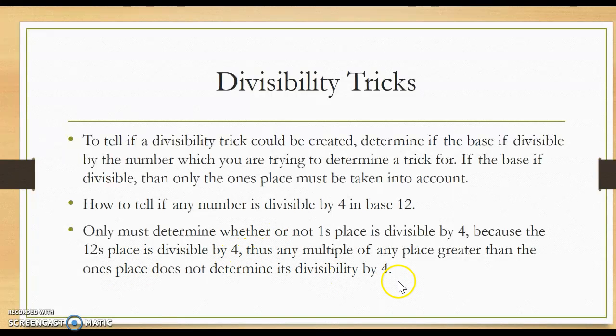Thus any multiple of this number in the 12's place, or in any place larger, because the next place would be the 120 or the 12's cubed place, would be a multiple of 4, just like the 12's place. And so for any place greater than the ones place, we do not need to determine if it is divisible by 4, and you will solve this divisibility trick by just dividing the ones place by 4.